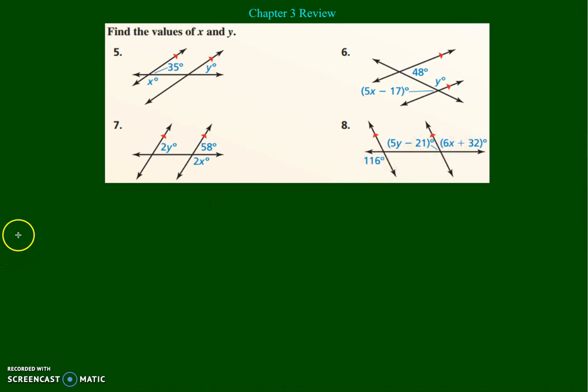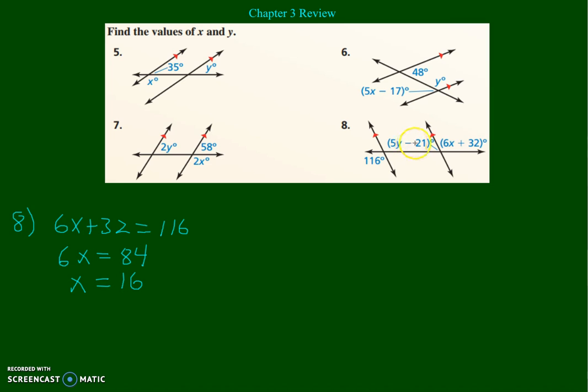So, for problem 8, 6x plus 32 equals 116. Now we subtract 32 from both sides. 6x equals 84. And then we divide by 6. So x equals 16. Now we do the y.